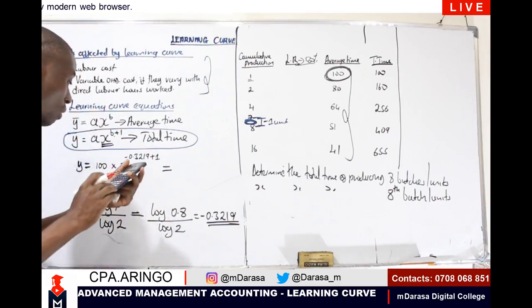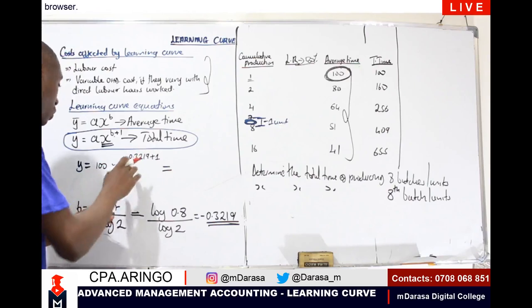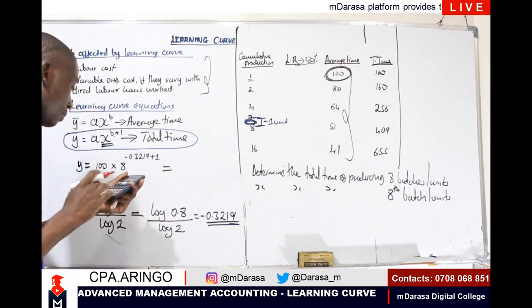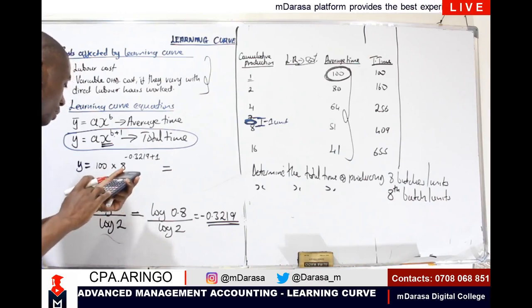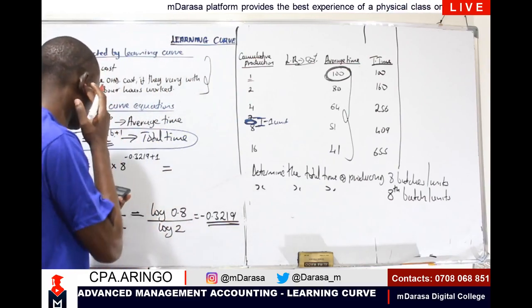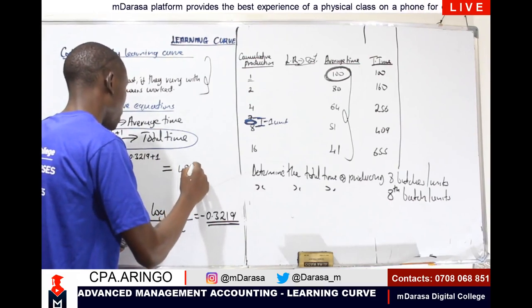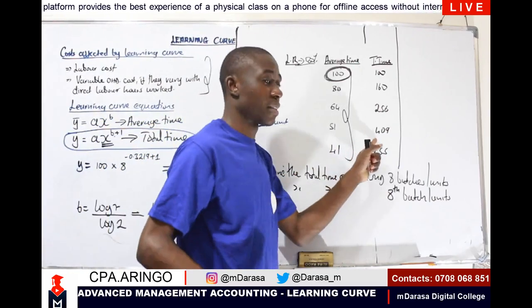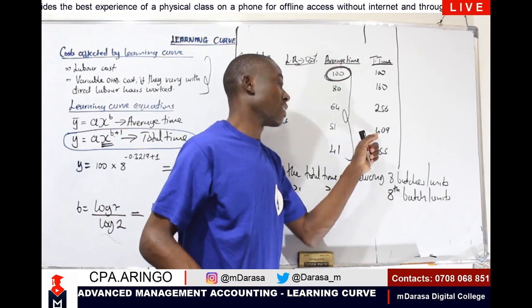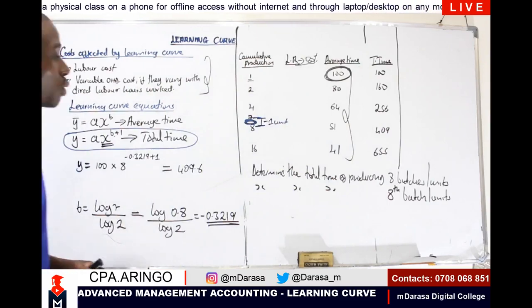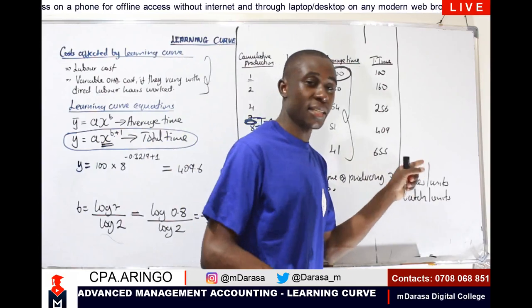So I should be talking of, first of all, it is always advisable that we start by working out this one, negative 0.3219 plus 1. That is 8 raised to the power of the answer, times 100. So in that case, I'm having a figure of how much? 409.6. And that is the exact figure that you are getting at that point. So that is how we can determine the total time of producing 8 batches.